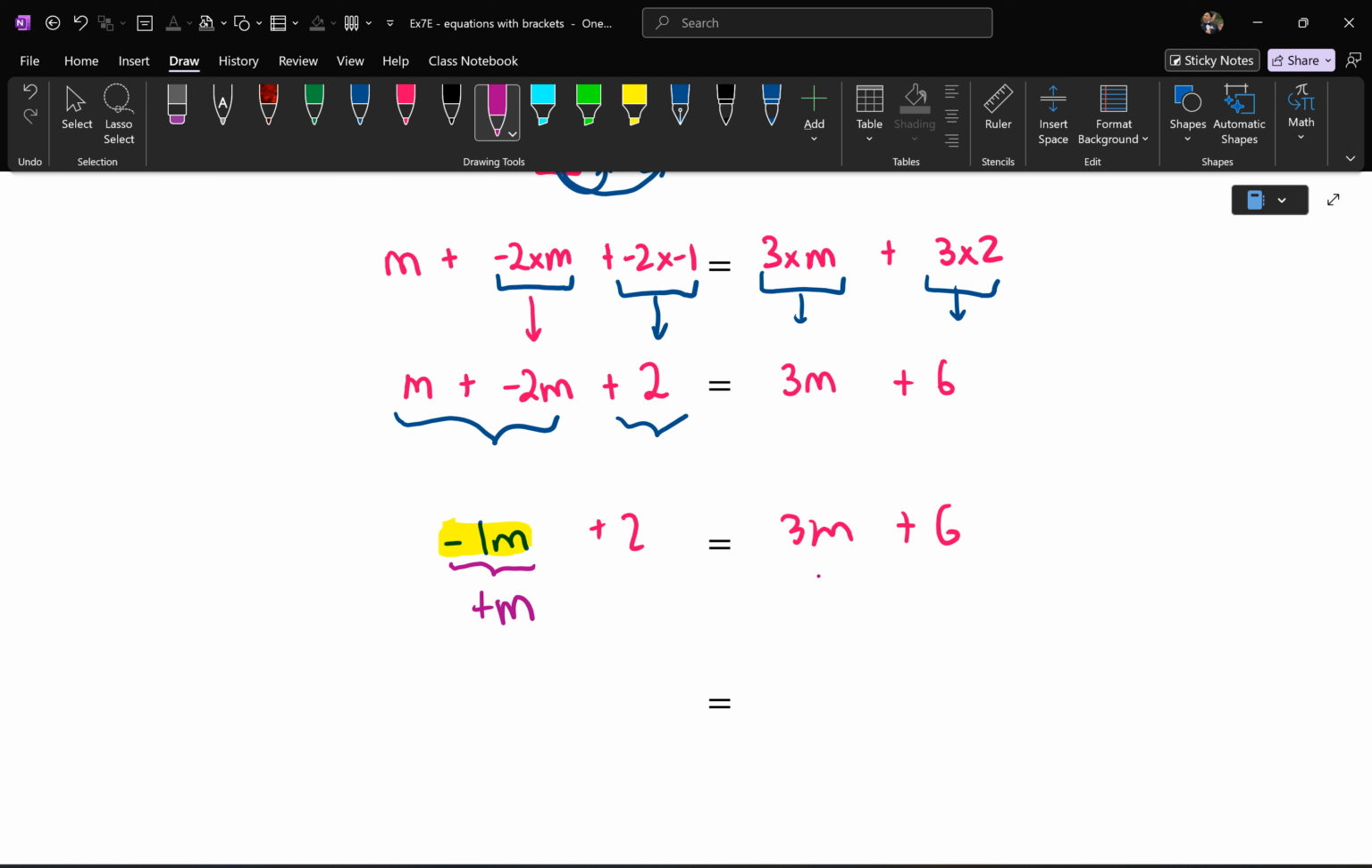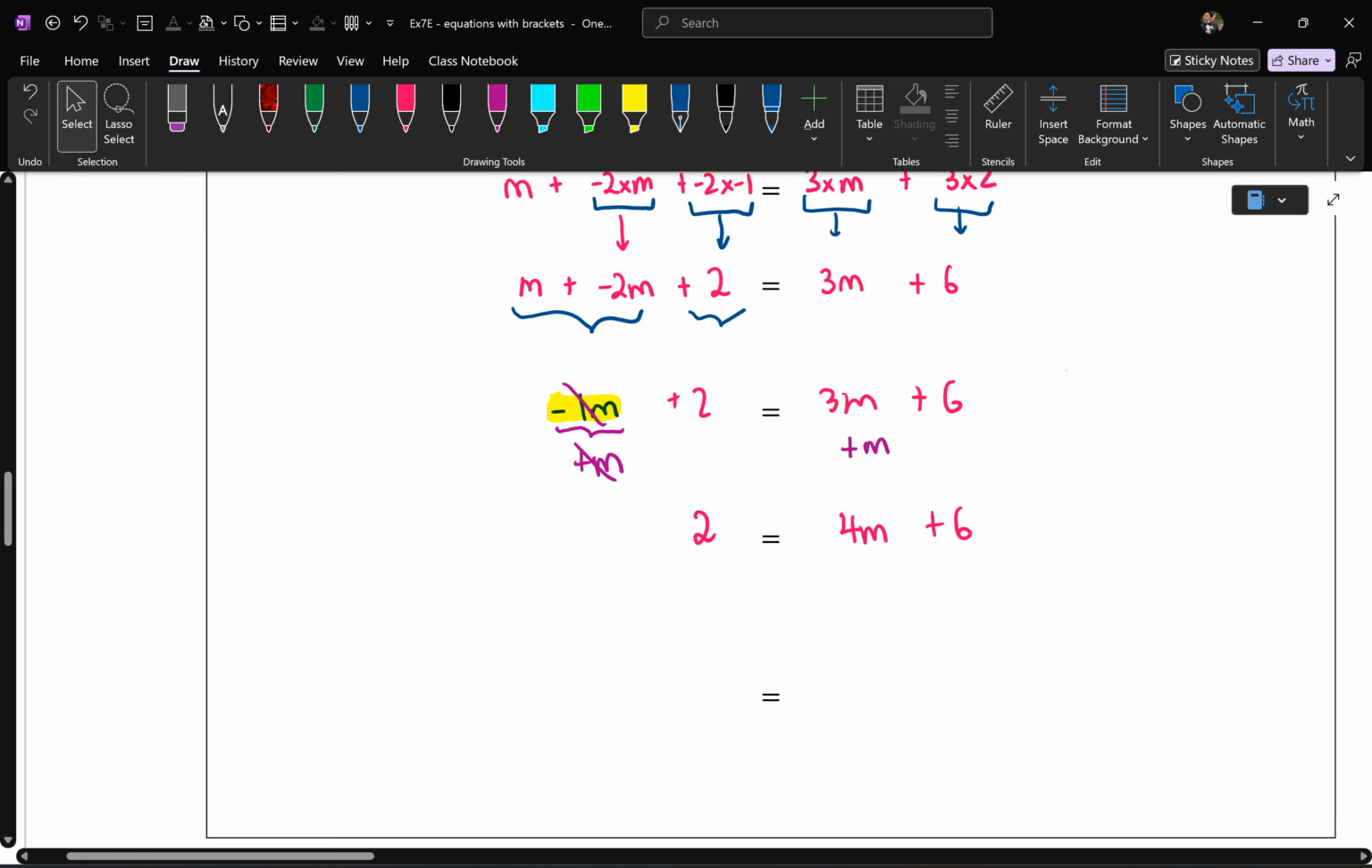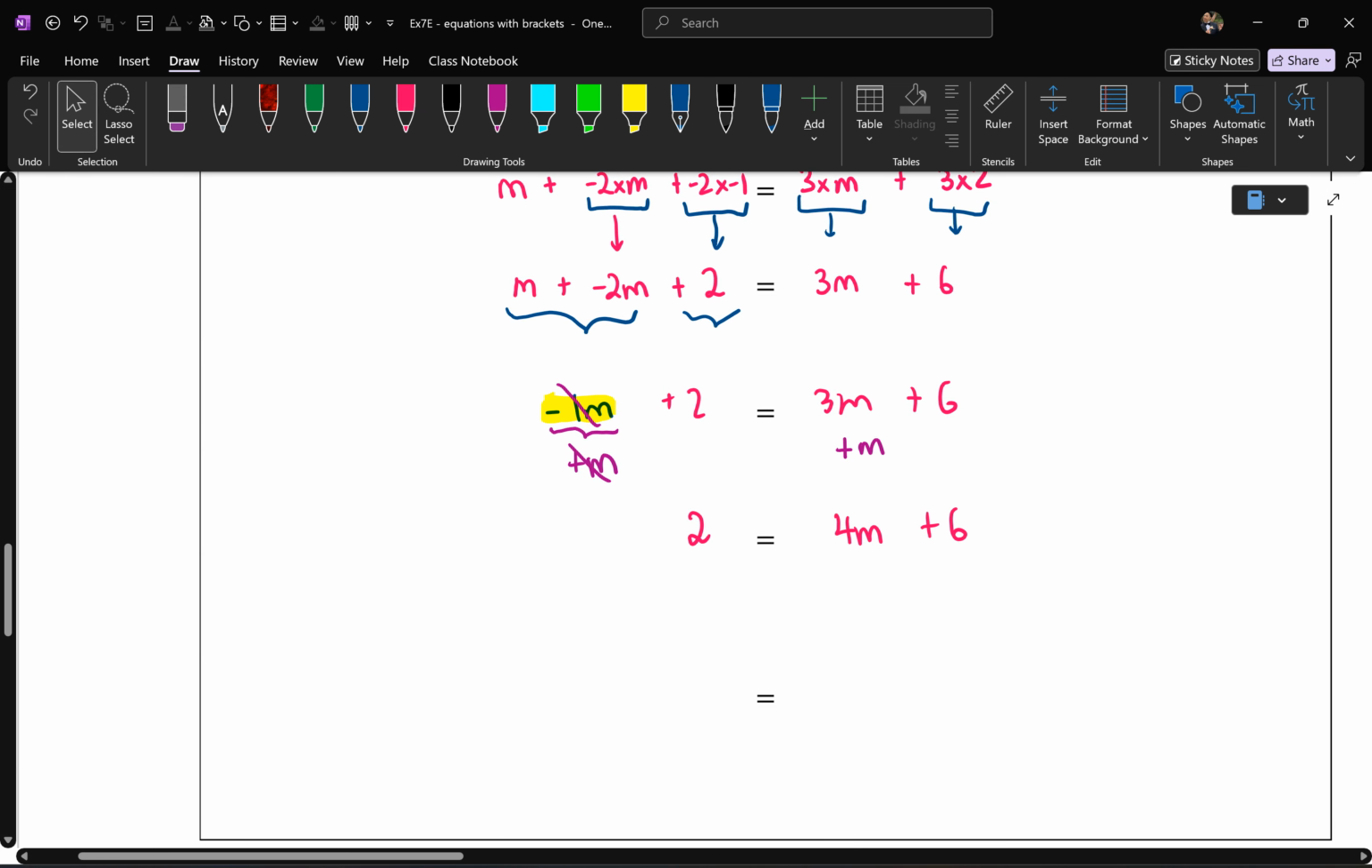Well, what you do to one side, you do to the other. Negative 1m plus m cancels out. End up with 2 on the left-hand side. 3m plus m becomes 4m. And you've got a plus 6. Well, you can't add them together because they're not the same. Remember, they have to be the same groups.